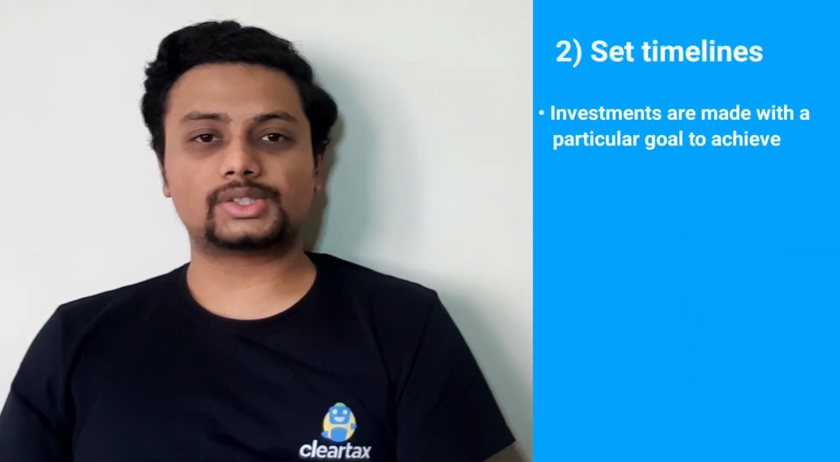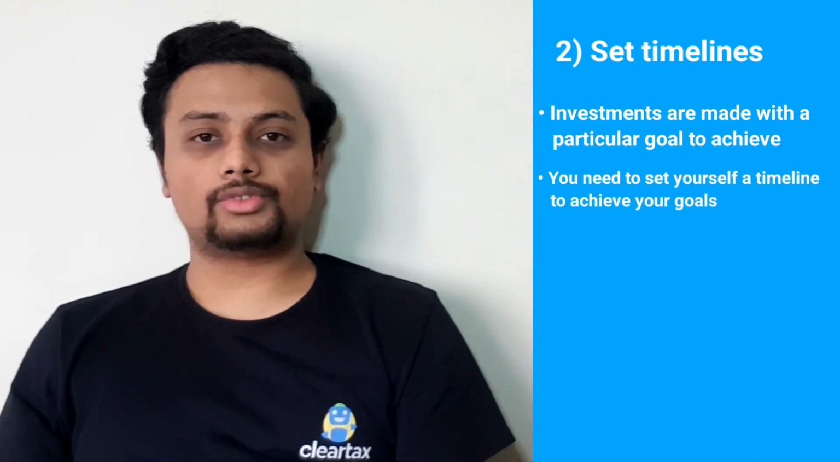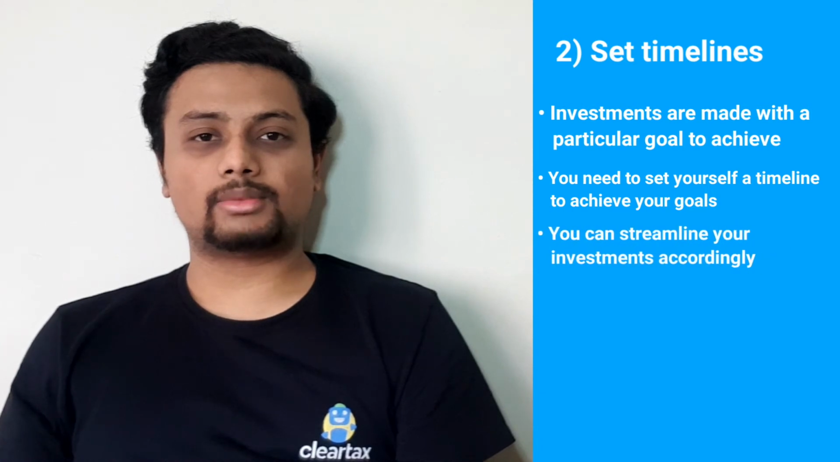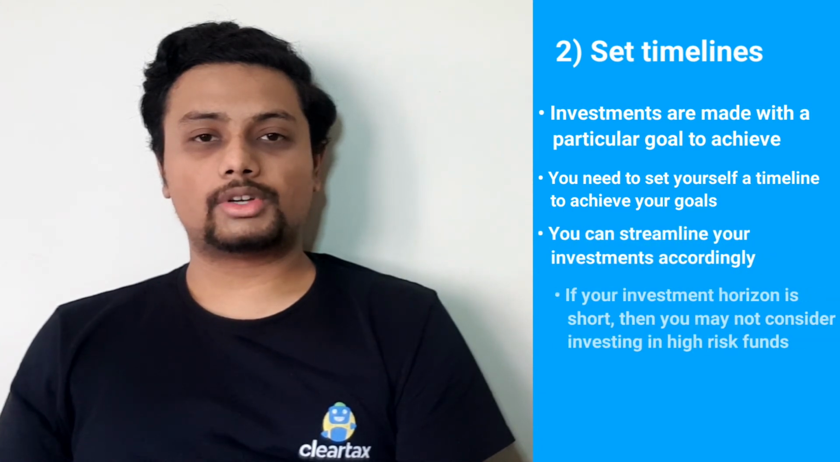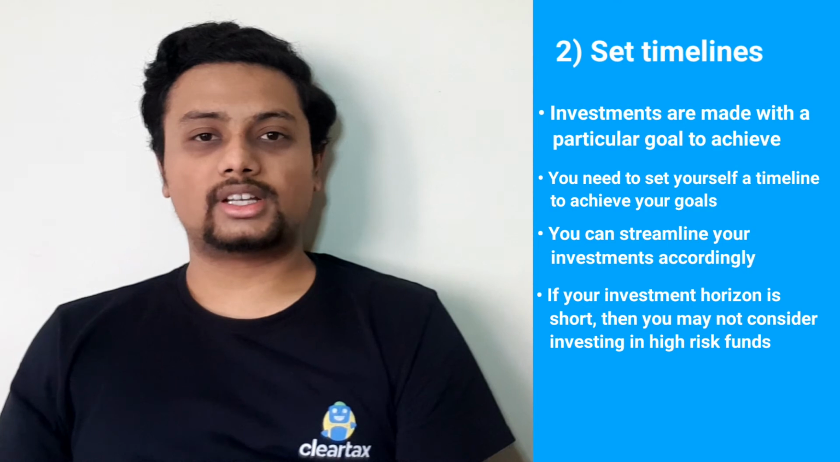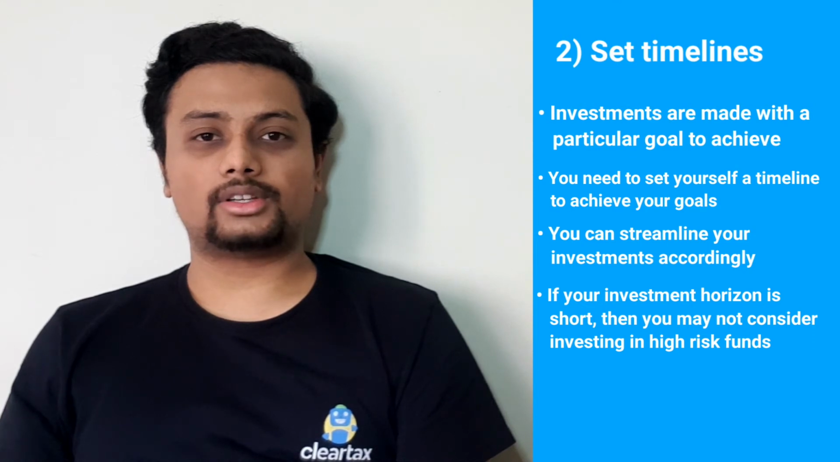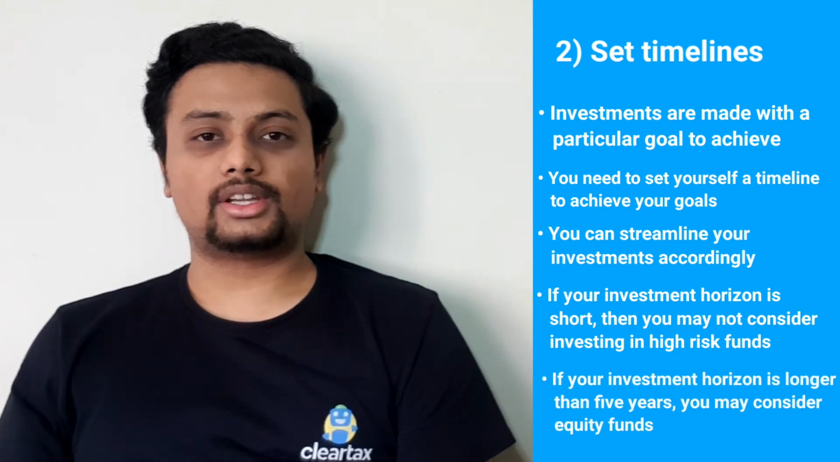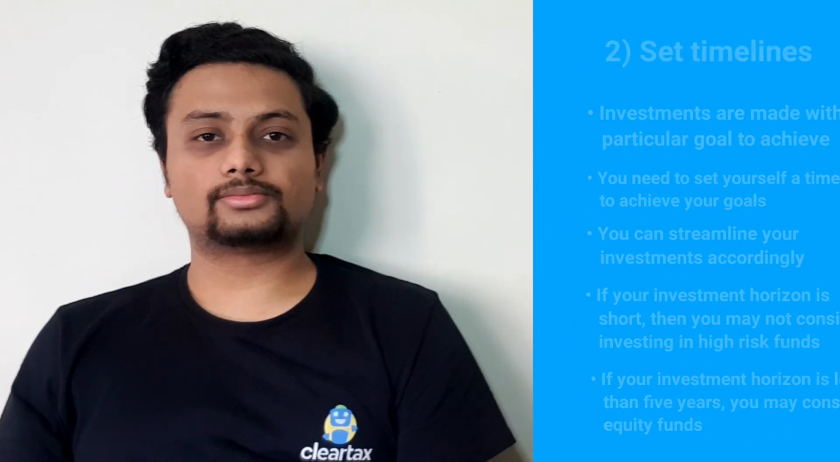Step 2. Set a timeline to achieve your goals. Every mutual fund investor invests with a particular goal to achieve. You need to set yourself a timeline to achieve your goals. This helps you in streamlining your investments accordingly. If you have a short-term investment horizon, say less than 3 years, then you may not consider investing in high-risk funds. This is because you cannot let the market volatility affect your investments, which in turn hampers your goals. Likewise, if your investment horizon is longer than 5 years, then you may consider investing in equity funds. These funds are known to offer excellent returns when the investment horizon is longer.